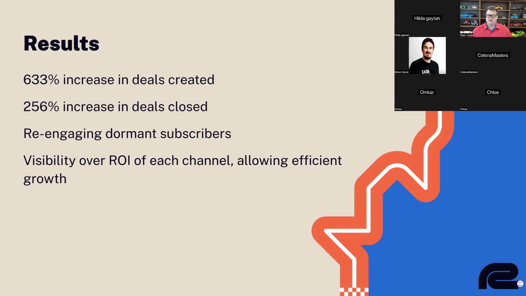If your email database is reasonably old at this point, just by personalizing the time that you send them an email, you can get 20 to 30% of those dormant subscribers to be active again. So they'll actually start seeing your emails and opening them and interacting with them. And lastly, it provided them with visibility over the return on investment of each of those channels. So really able to hone in on efficient growth.